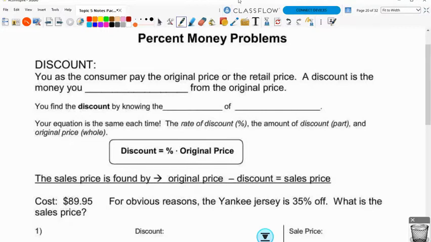In our lesson today, we're going to be investigating word problems that involve percentages and money. There's a few different areas that we're going to investigate, and the first of those is called a discount.